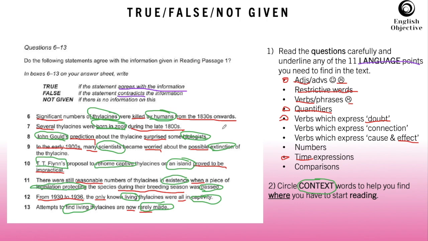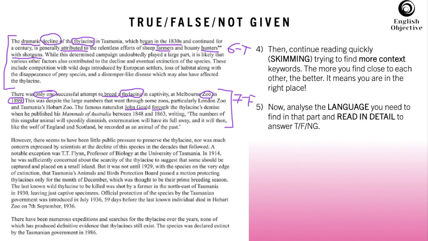Prediction about the thylacine, surprised, and then biologists. So prediction, it was the doubt, and I have here the foresaw, so speculation. Then I do have the context keyword thylacine, same as the other name. Demise, when he published his Mammals of Australia between 1848 and 1863, writing, the numbers of this singular animal will steadily diminish.